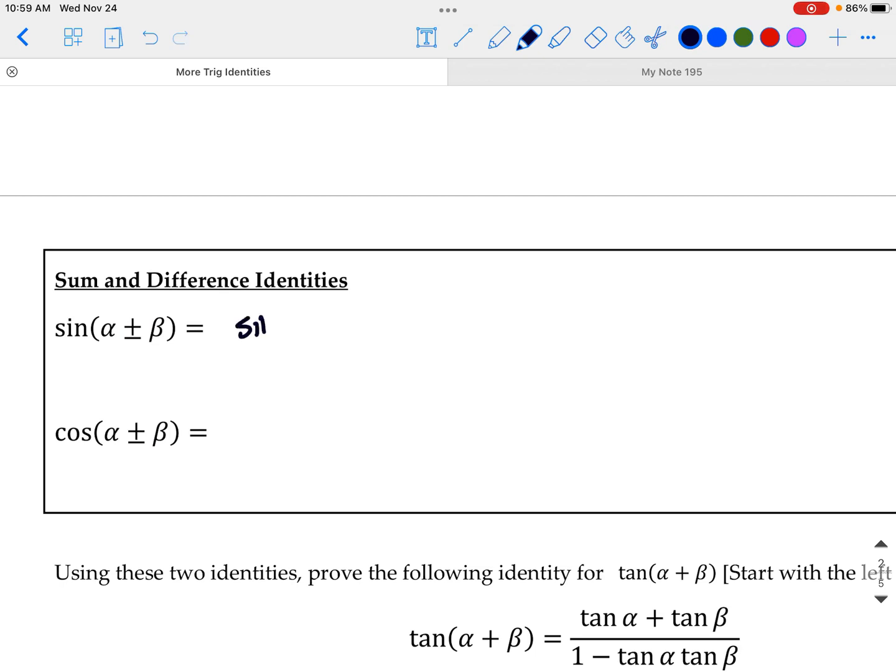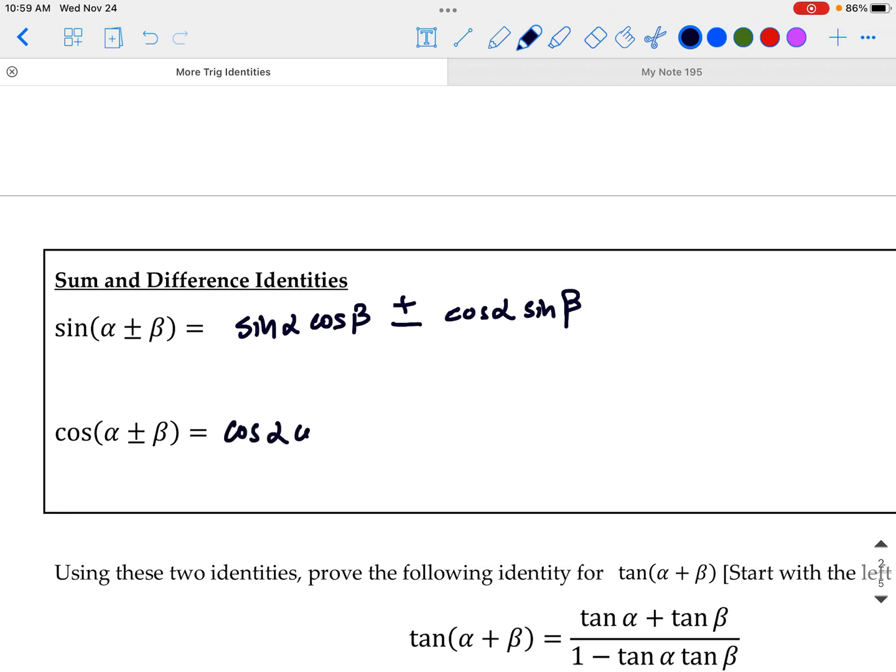So sine of alpha plus beta is going to be sine alpha cosine beta, and then cosine alpha sine beta. So that first angle is always going to be the first angle that we use. And the signs are the same. So if it's plus, it's plus. If it's minus, it's minus.